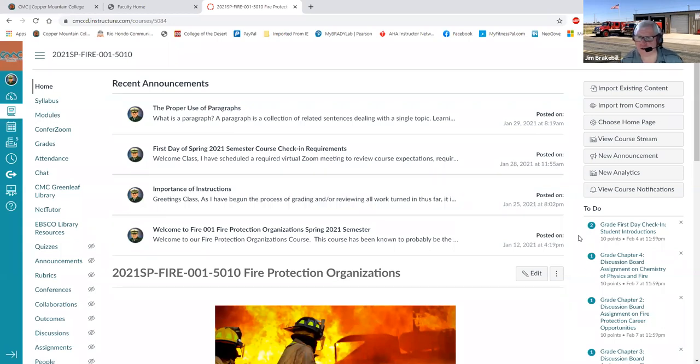Any other questions? Am I clear about the discussion board? This morning I put up the proper use of paragraphs. Somebody wrote a beautiful discussion that was like 2 feet long, but it was all one paragraph. If I was to grade that, it would have been an F, because there were no paragraphs. So I put in the thing about the proper use of paragraphs. Any other questions?